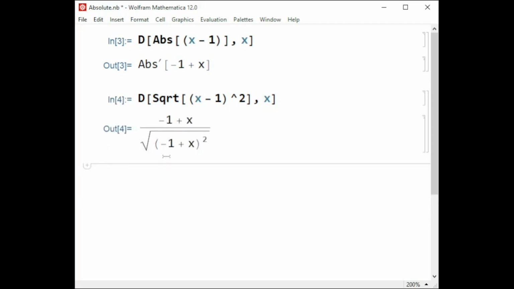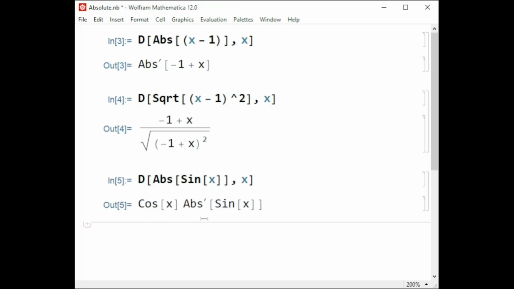correct answer. Similarly, if I want to find the derivative of the absolute of a sine function like sine of x with respect to x, then again it is unable to find the derivative of the absolute of the sine function. The same thing happens over here. It puts a prime over the absolute.